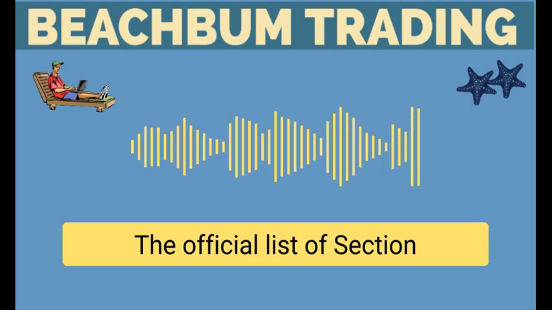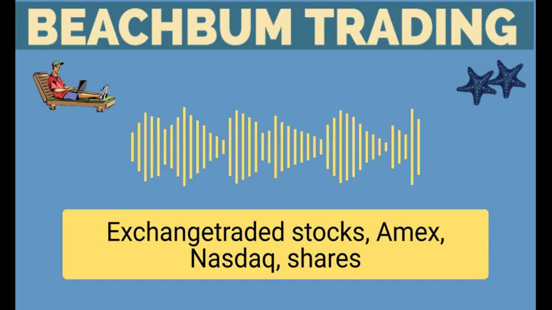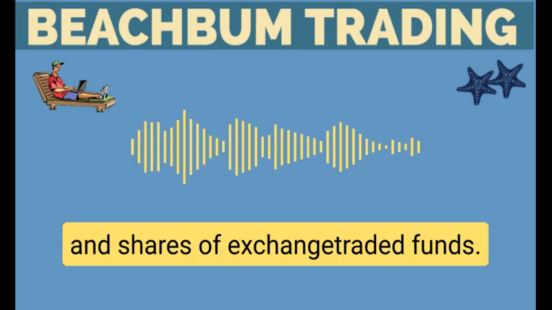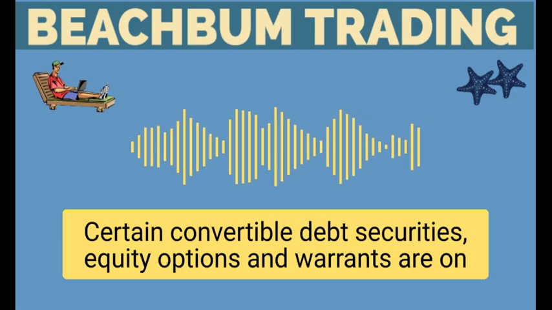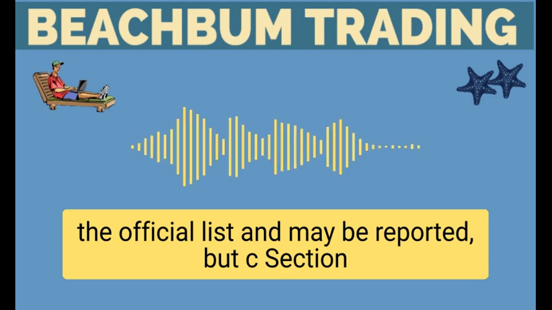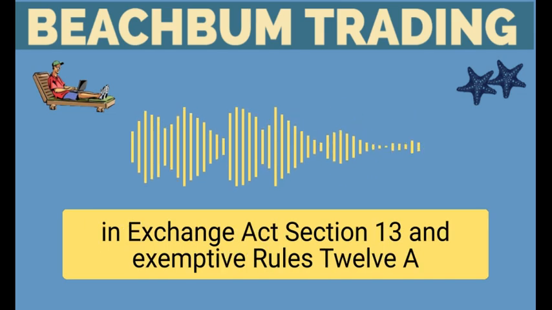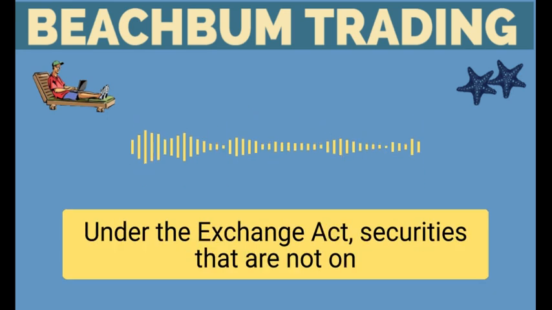The official list of Section 13F securities primarily includes U.S. exchange-traded stocks, e.g., NYSE, Amex, NASDAQ, shares of closed-end investment companies, and shares of exchange-traded funds, ETFs. Certain convertible debt securities, equity options, and warrants are on the official list and may be reported. But see Section 13(f)(4), referring to equity securities of a class referred to in Exchange Act Section 13(d)(1), and Exemptive Rules 12a-4 and 12a-9 under the Exchange Act.